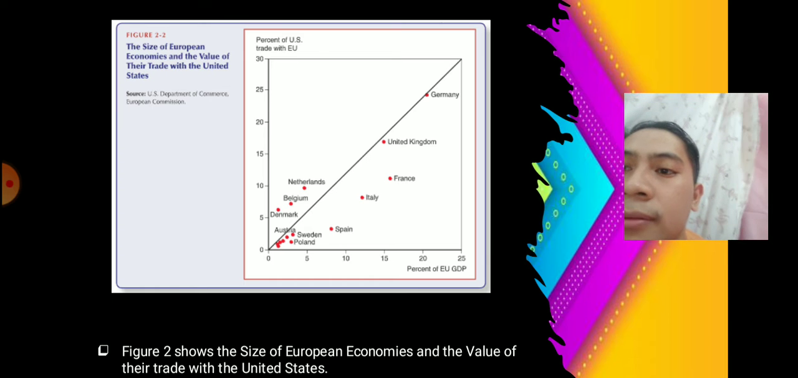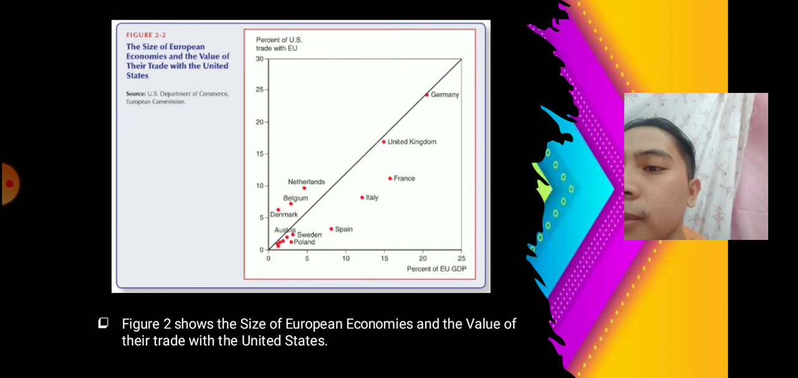So on the horizontal axis is each country's GDP expressed as a percentage of the total GDP of the European Union. On the vertical axis is each country's share of the total trade of the United States with the EU. As you can see, France, United Kingdom, and Germany have a large GDP. So this figure shows the size of European economies and the value of their trade with the United States.